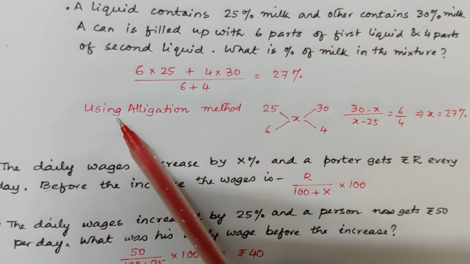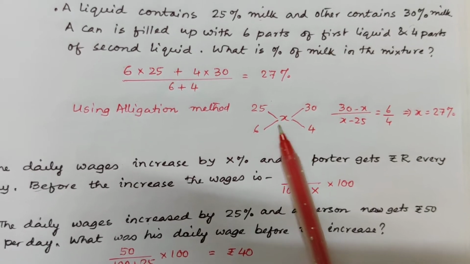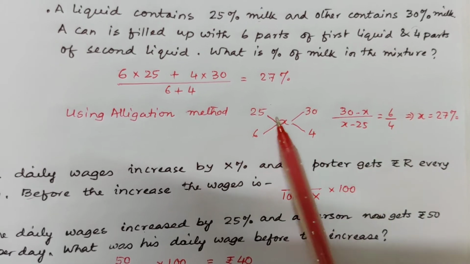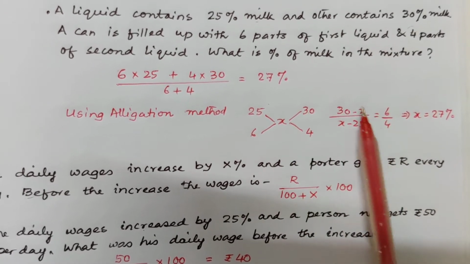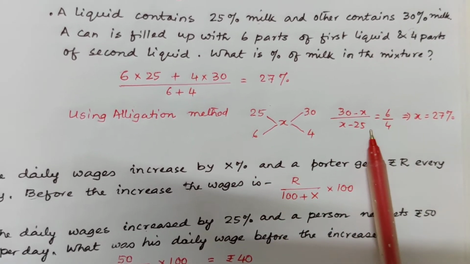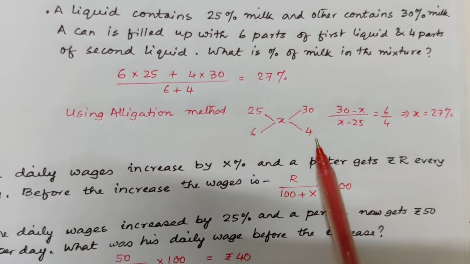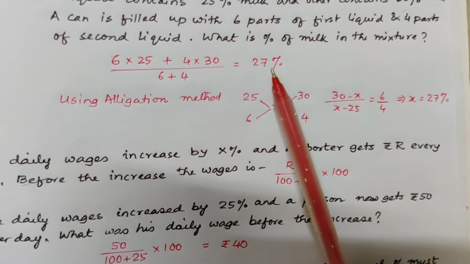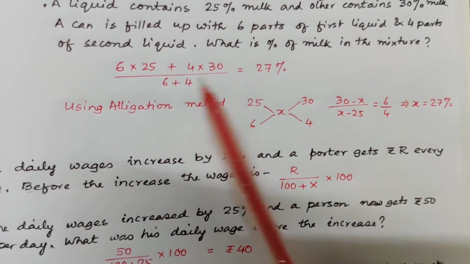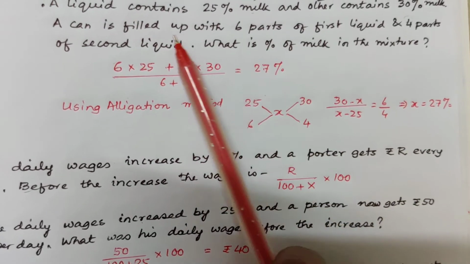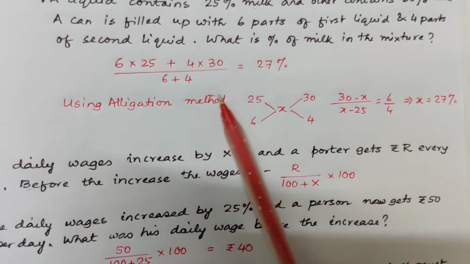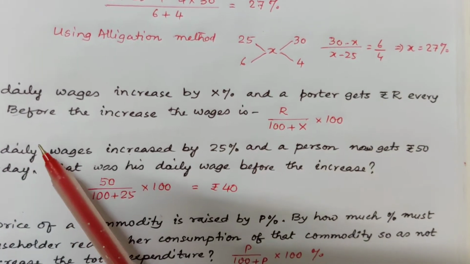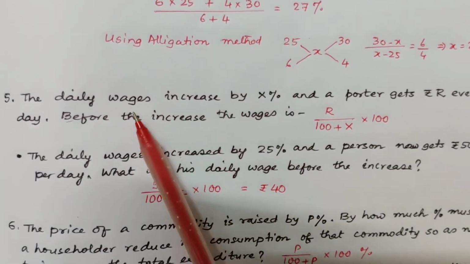We can even use the alligation method. Alligation method is simply like this. That means 30 minus x by x minus 25 is equal to 6 by 4. So ultimately x has the value of 27%. That will also take some time, but if you apply this formula, it is ready-made. Believe me, it's going to be a ready-made formula. You don't have to toil hard to obtain this result.